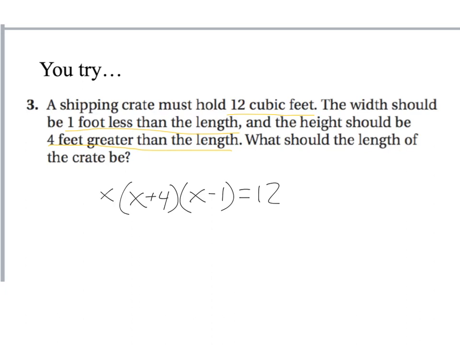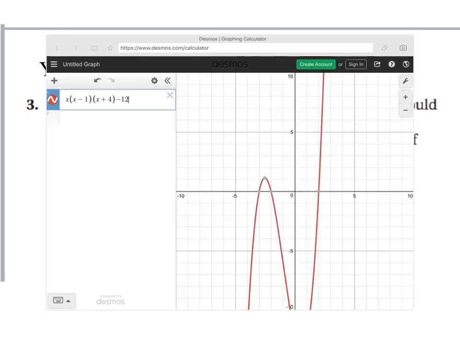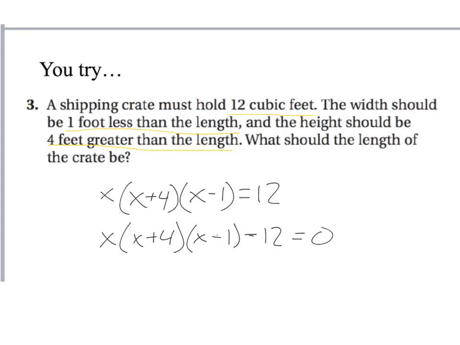Now, same thing as before, we're going to subtract the 12 from both sides, and this is what we're going to plug into our graphing calculator and solve for where it equals 0. So on our graph, we've got, again, two negative solutions that aren't going to make sense for this. The length of it is not going to be -3 or -2. It's going to be the +2 from over here. So the length of our crate should be 2 feet.